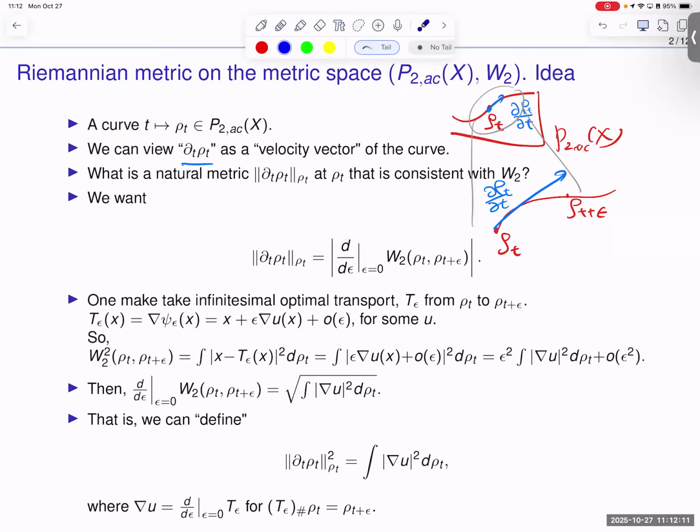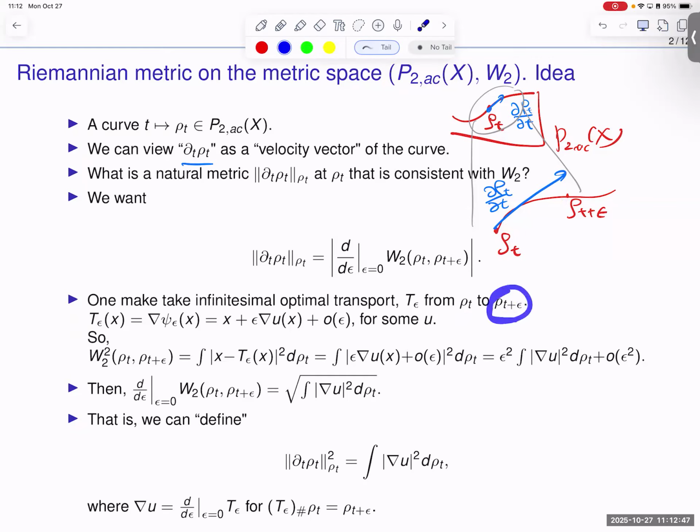So, the right hand side. Between these two points in the space of probability measures, this W2 distance can be computed using optimal transport. So let's consider optimal transport between them, and they are very close to each other. In particular, when epsilon is 0, they are the same measures, then their optimal transport is just the identity map between the same distributions.